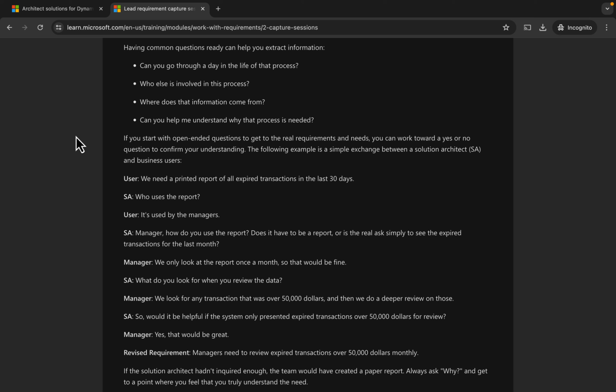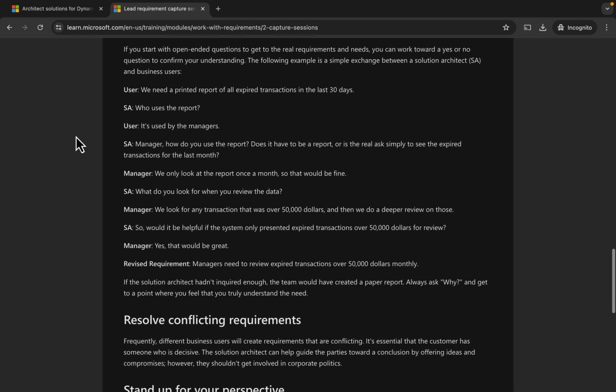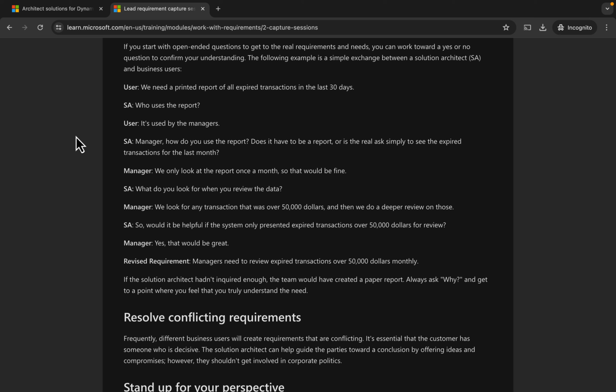The following example is a simple exchange between a solution architect, SA, and a business user. User: We need a printed report of all expired transactions in the last 30 days. SA: Who uses the report? User: It's used by managers. SA: Manager, how do you use the report? Does it have to be a report? Or is the real ask simply to see the expired transactions for the last month?